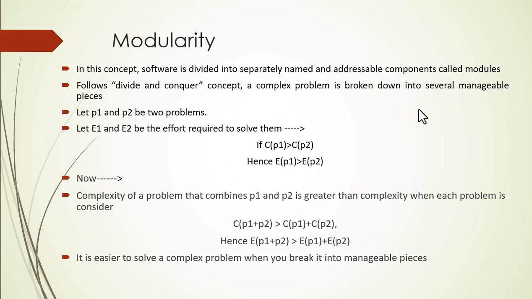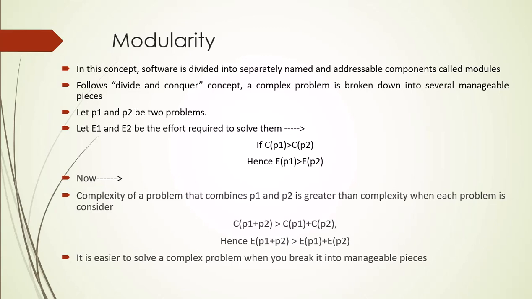Let us take P1 and P2 to be two problems. Let E1 and E2 be the effort required to solve them. So if C of P1 is greater than C of P2, meaning if the complexity of problem 1 is greater than the complexity of problem 2, then the effort required to solve problem 1 will be greater than the effort required to solve problem 2. Now, the complexity of a problem that combines the two problems is greater than the complexity of each problem considered individually.